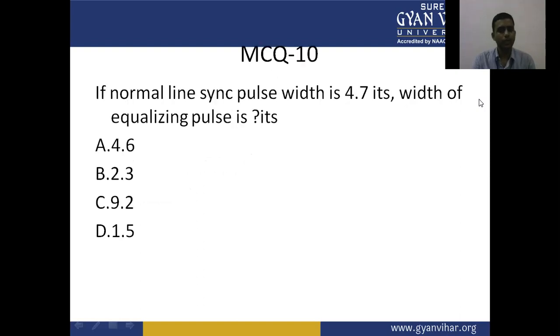Question number 10. If the normal line sync pulse width is 4.7, the width of the equalizing pulse is A, 4.6; B, 2.3; C, 9.2; D, 1.5.